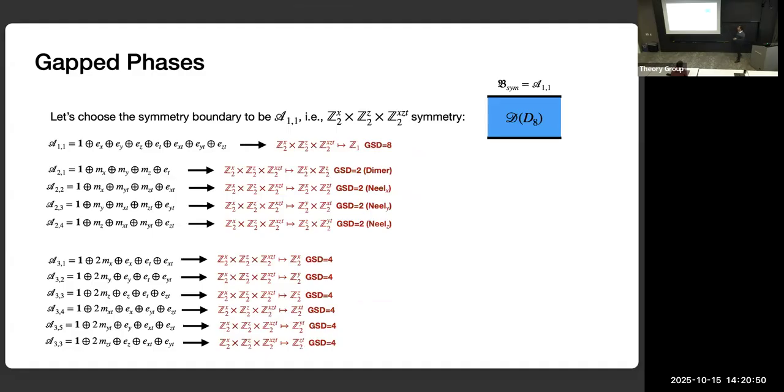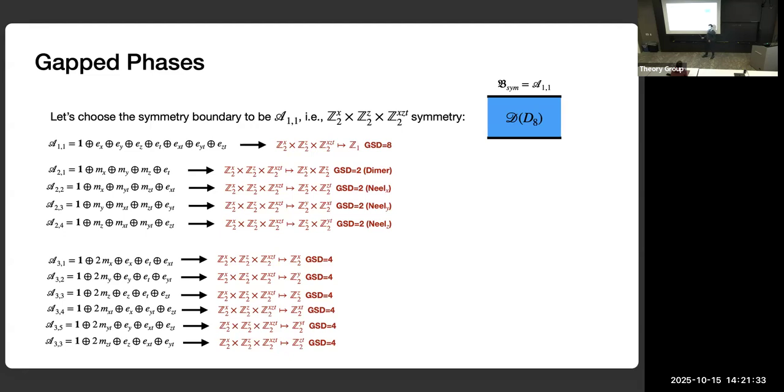Okay, now I'll talk about some gapped phases. Let's choose the boundary symmetry to be the top boundary, the symmetry that I started with, so 3 Z2s. Then the 11 phases are the following. The first one is when you break the entire discrete symmetry to nothing, so with 8-fold degenerate ground state. The next four are the ones that we have already seen. They break this symmetry to some Z2 times Z2 subgroup, and then they correspond to either dimer or the 3 Néel phases.